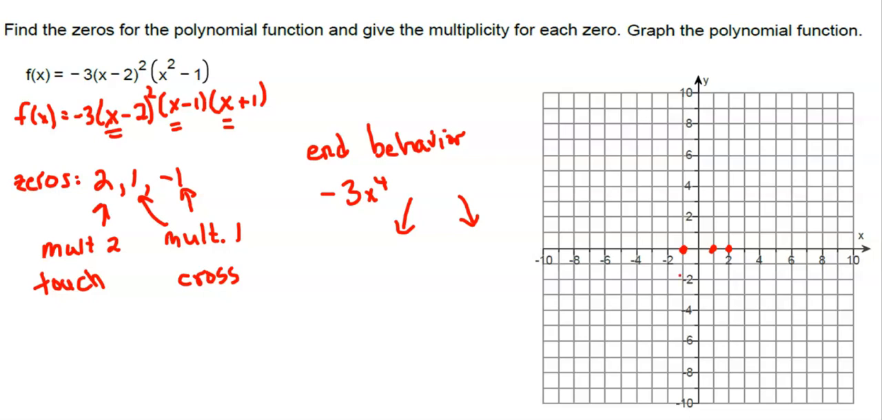We know that on the ends, our graph points down. We also know that it has to cross the x-axis at -1. It also crosses at +1. At 2, it touches and then goes back the way it came. So that's a rough sketch of what our graph looks like.